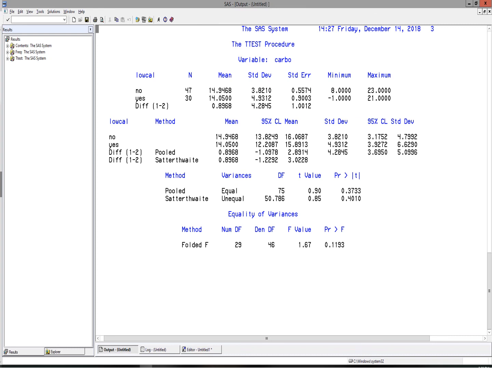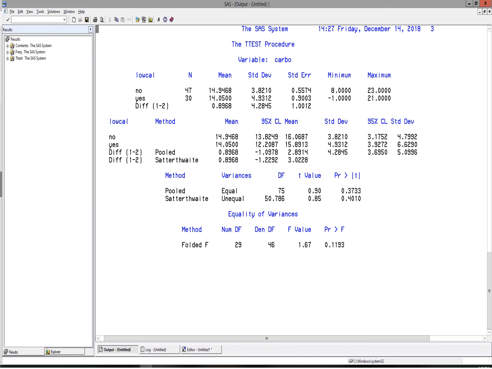Then we go one step up, where there are actually t-tests being done. There are two different t-tests. One assumes equal variance, and one assumes unequal variance. We decided there was equal variance, so that's the test we should be using. The p-value for that test is 0.3733. Using the typical 0.05 cutoff, we would fail to reject the null hypothesis.